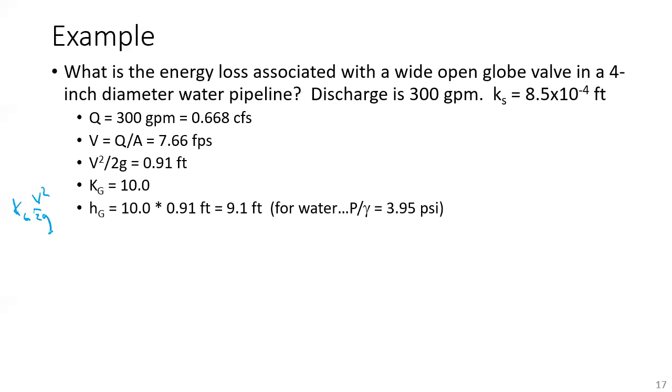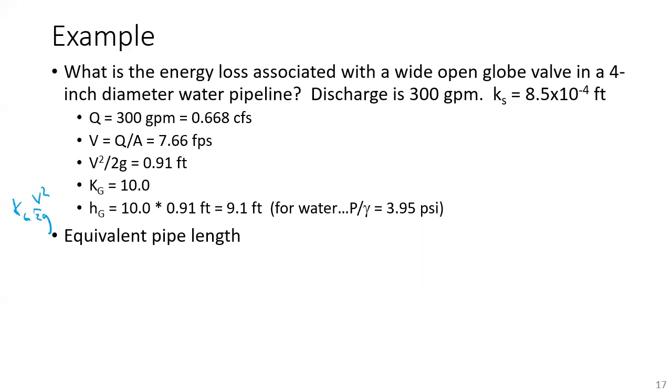And again, v and v squared over 2g are associated with the pipe outside of the minor loss feature. And again, if there's a different size pipe on either side of the feature, you always take the velocity associated with the smaller diameter pipe. In this case, we have a 4-inch pipe on both sides of the globe valve, so there's no decision.